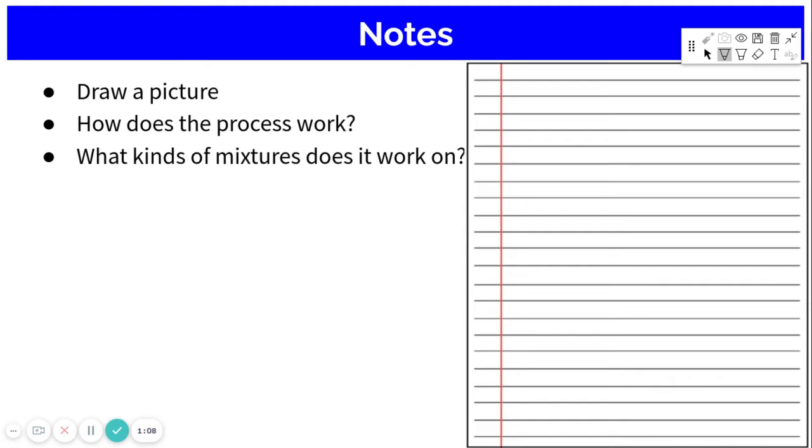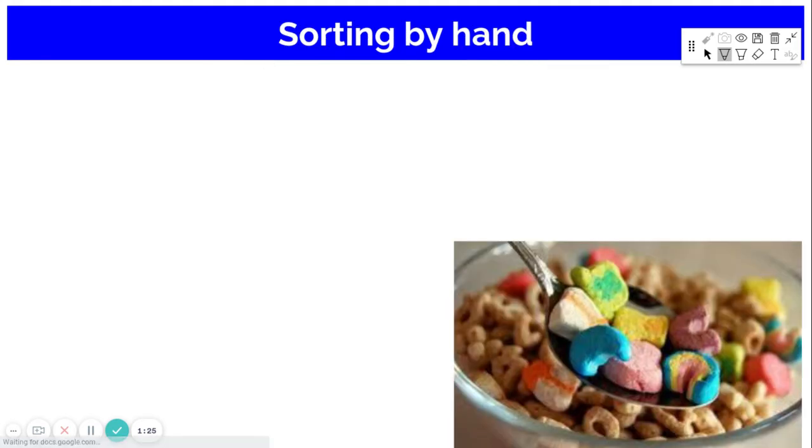All right. I would like you to draw a picture to help you learn these processes, to set out how it would work. And then I want you to write down, how does the process work? What do you do to do this thing? And what kind of mixtures does it work on? Don't worry, I will walk you through it as we go.